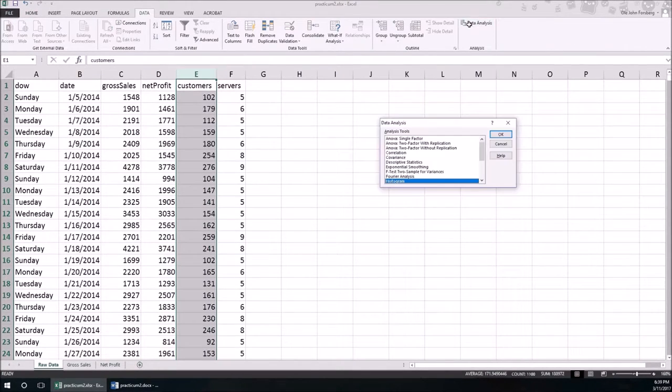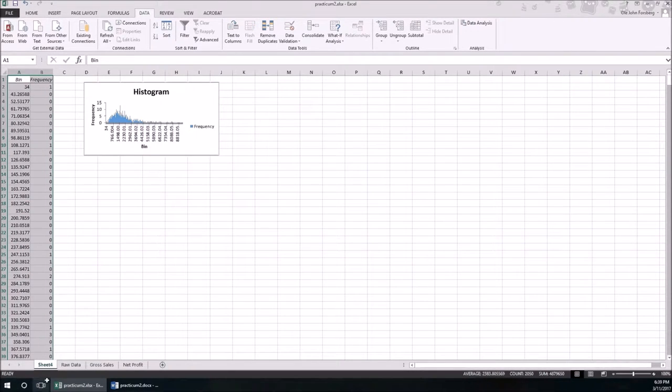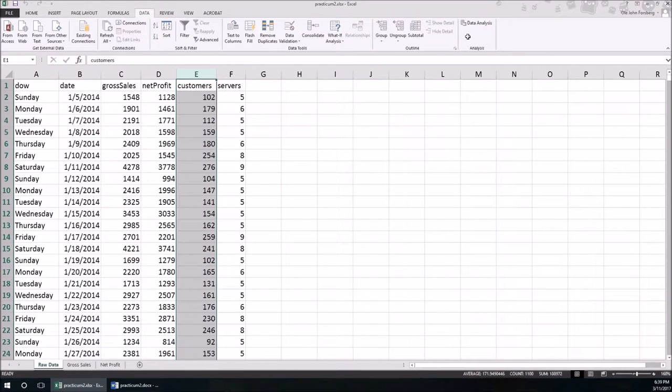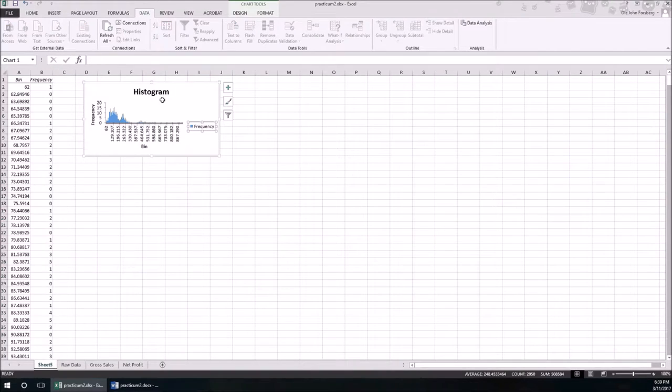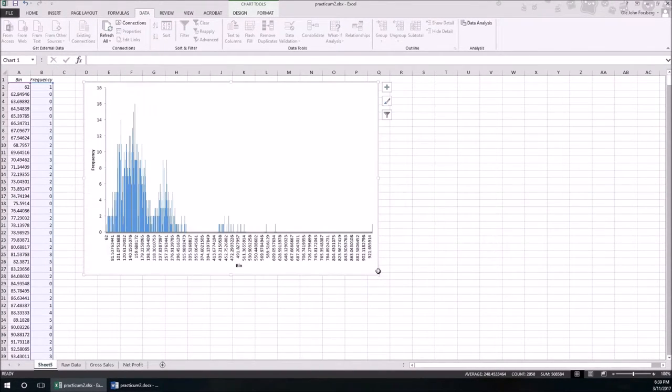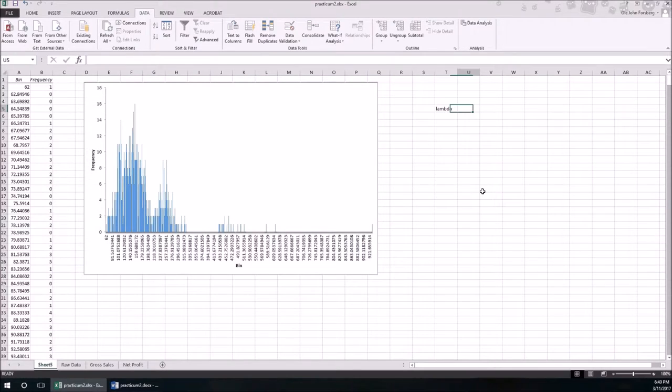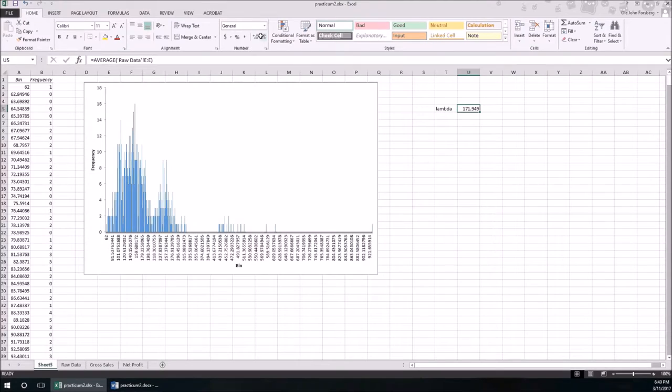Histogram. That's not the histogram I wanted to hit. Let's try that again. Note again, it also does have that shape of a Poisson with a right skew to it. The parameter for Poisson is the mean, or lambda. This is just equal to the average of all of the customers served. So 170, let's call it 172. So the number of customers served is most closely a Poisson random variable with lambda equal to 172.